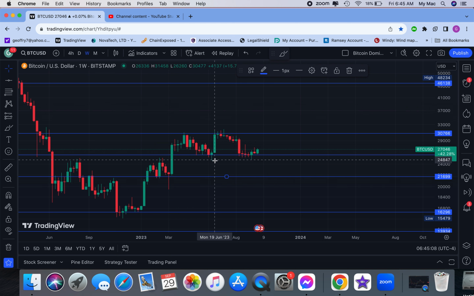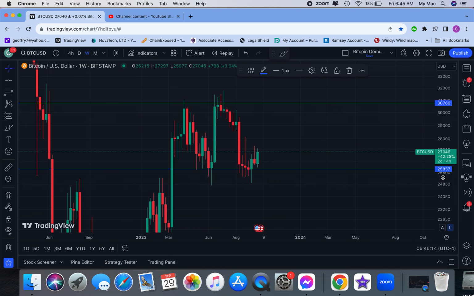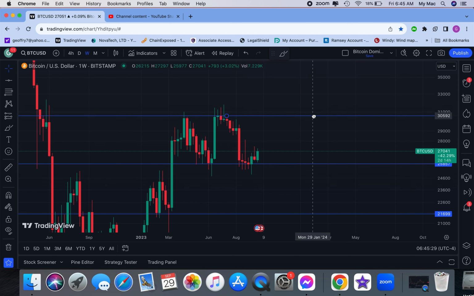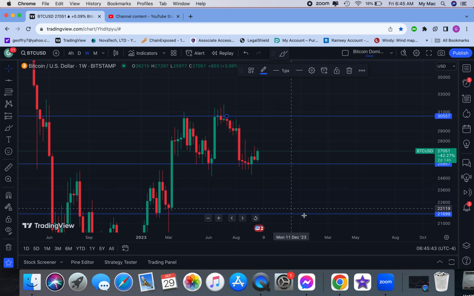And so right now our support that we're the closest to is this 25,850. And our resistance is ultimately 30,500 or so. So once we can break that 30,500, as long as we don't break the 25,900 and close candles below that, and this is a weekly candle, so it holds a little more importance than the daily candle.